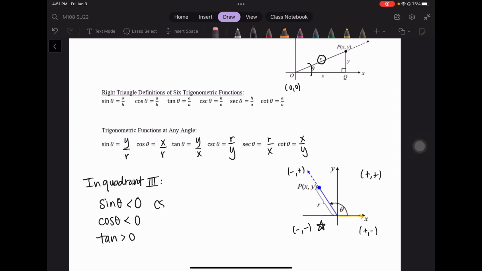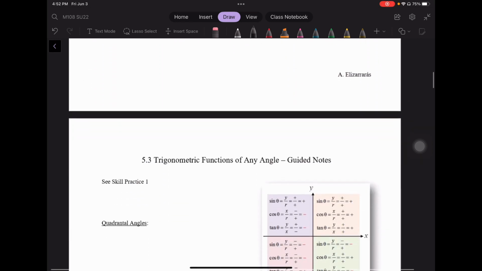So that means that the cosecant of theta is going to be negative, the secant of theta is going to be negative, and the tangent of theta is going to be positive. And you can use that same idea to get the values for sine, cosine, tangent, cosecant, secant, and tangent in the second quadrant and in the fourth quadrant, which are shown here in this table.